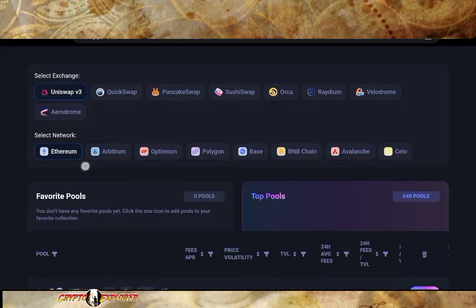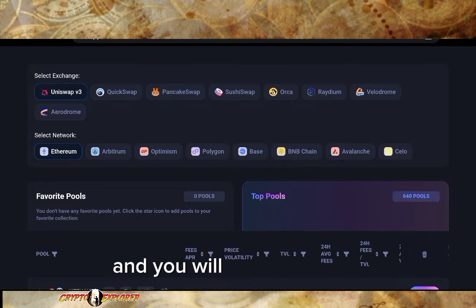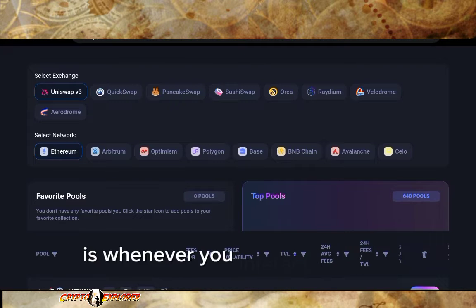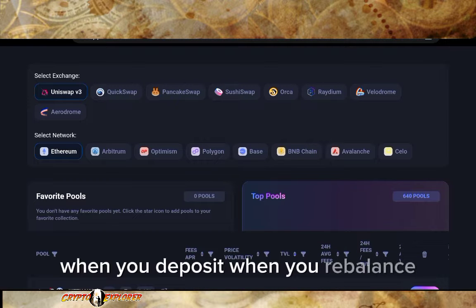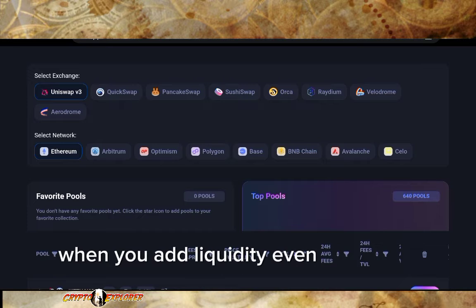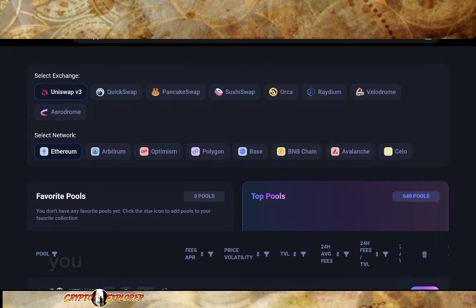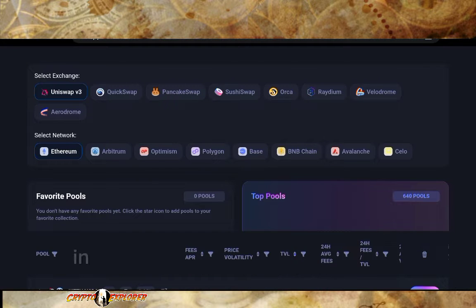For example, Ethereum has the higher gas cost in fees, and you will be paying fees whenever you interact with the liquidity pool. When you deposit, when you rebalance, when you withdraw liquidity, when you add liquidity, even when you claim your fees, you will be paying gas. And in the case of Ethereum, that can be up to $100, sometimes even more in times when the network is highly congested.